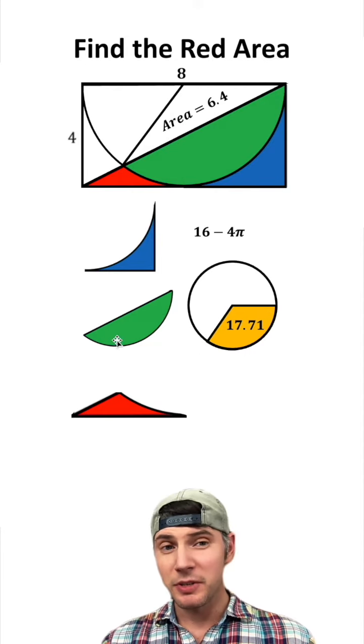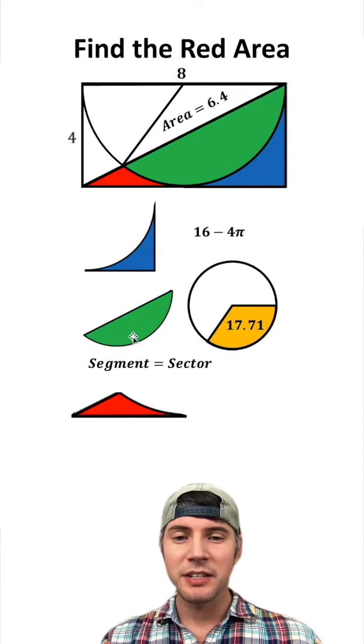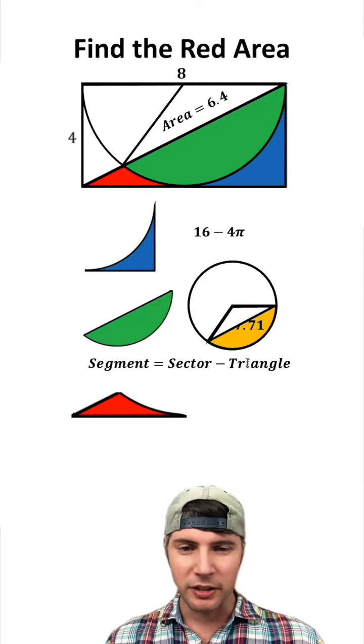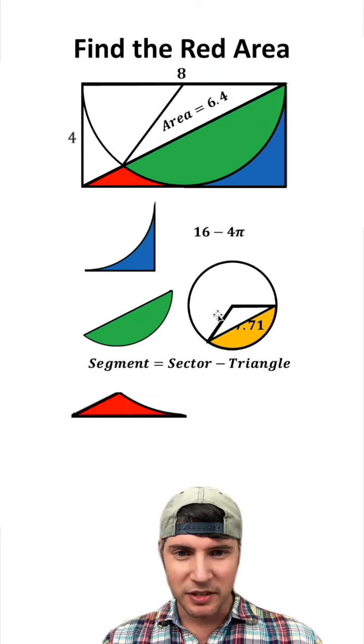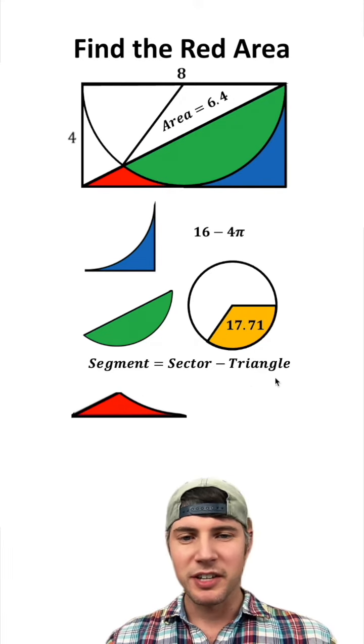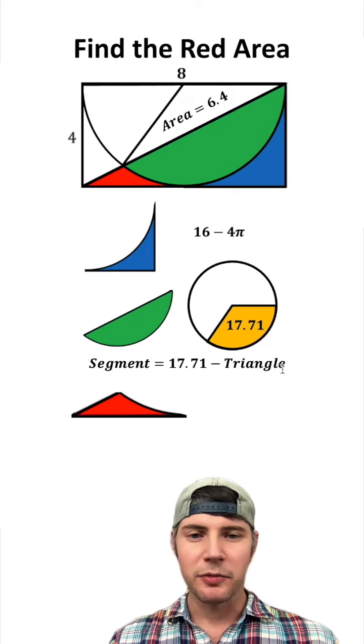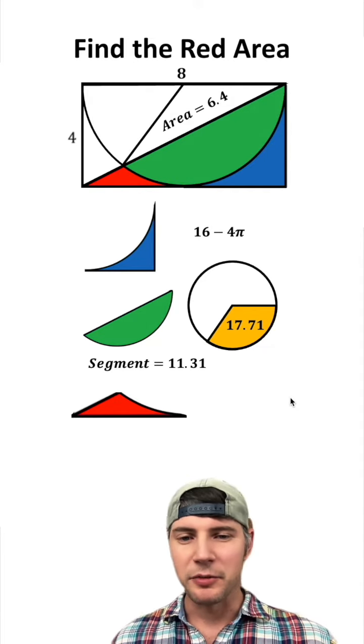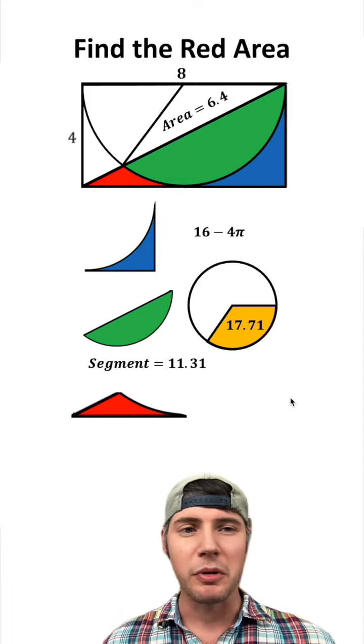So this shape is called a segment, and the segment is equal to the sector minus the triangle. If we plug the triangle in here, you can see that the difference between the sector and the triangle gives us the same shape as the segment. For the sector, we can plug in 17.71, and for the triangle, we can plug in 6.4. After we subtract them, we get approximately 11.31. Now let's bring that up.